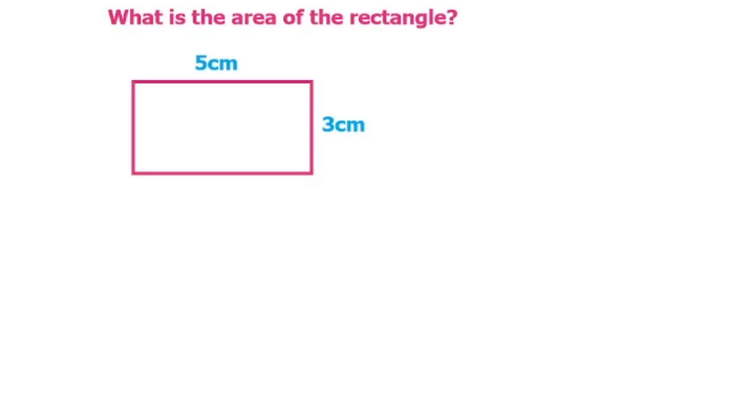In this video, we're going to solve a problem about area. So if we have a problem like this that says, what is the area of the rectangle? And you could see this rectangle has a side length of 5 centimeters and another side length of 3 centimeters. So this is usually the length and this is the width.